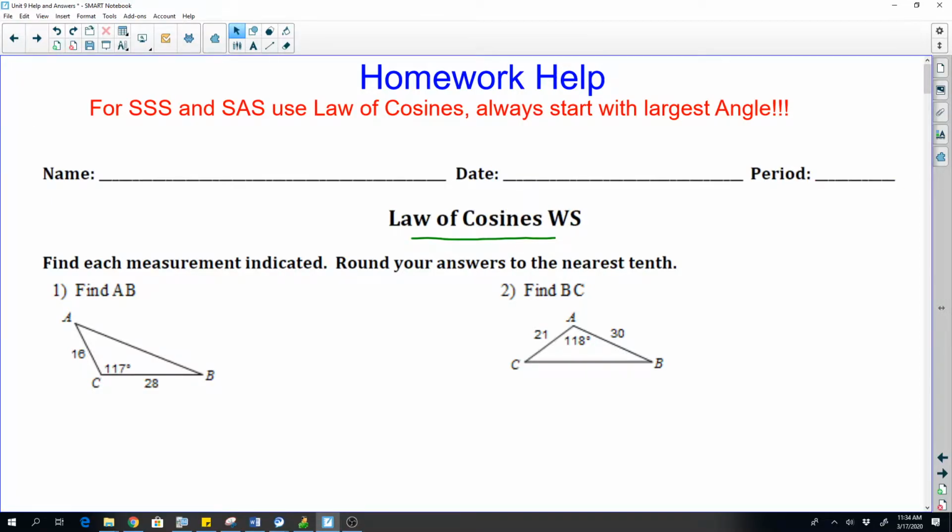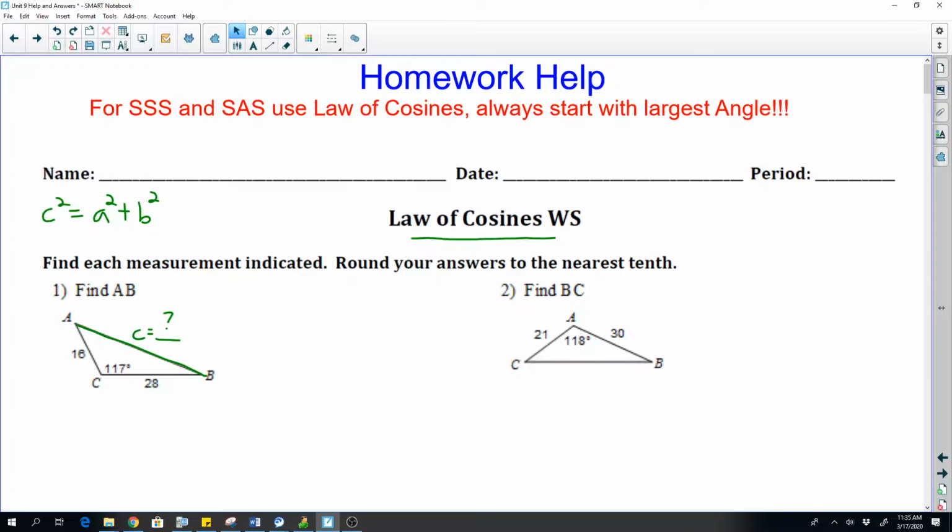For example, number one, it's saying to find segment AB. So segment AB, we need to label as little c. That's what they want us to find. So if they want us to find little c, we're going to start with little c in our formula. So c squared is equal to the other two sides squared and added.